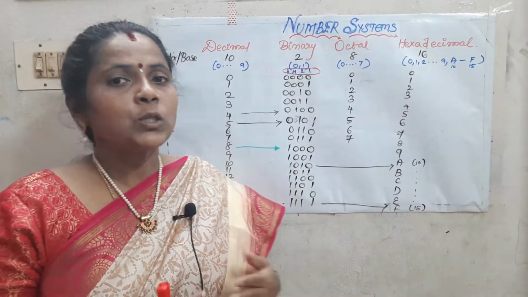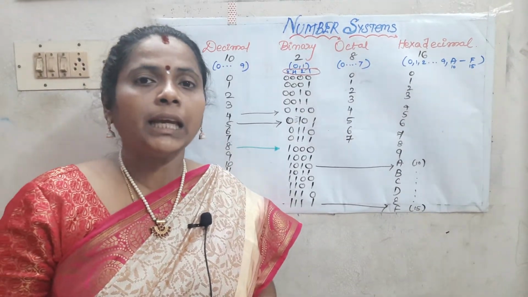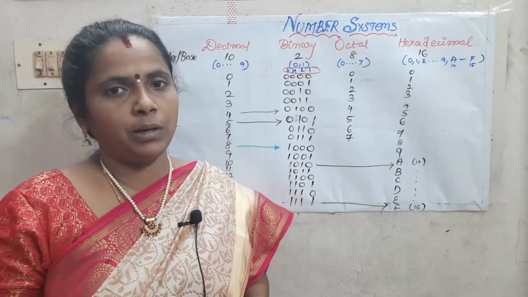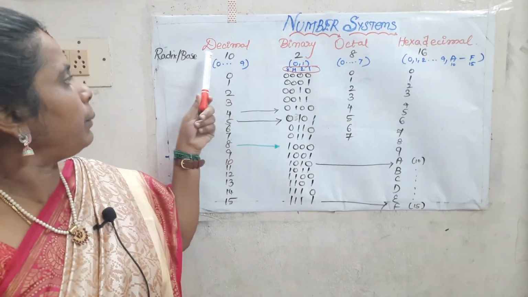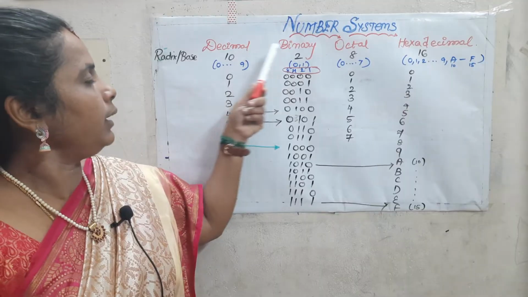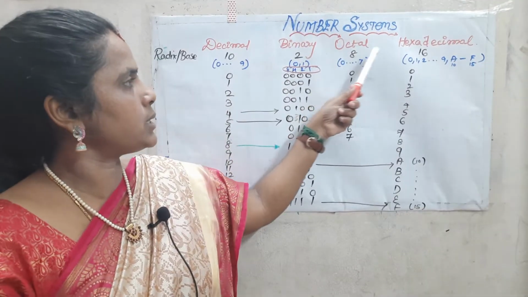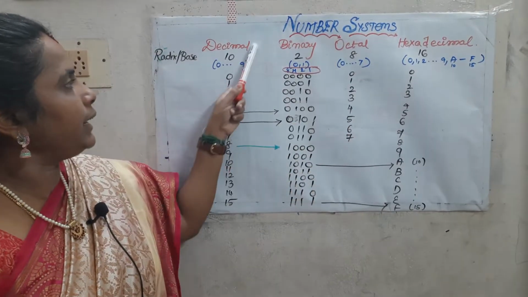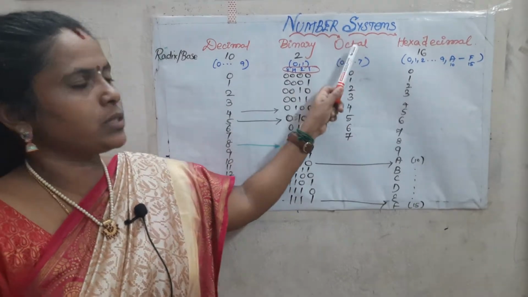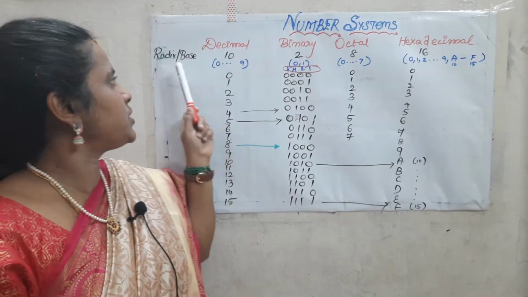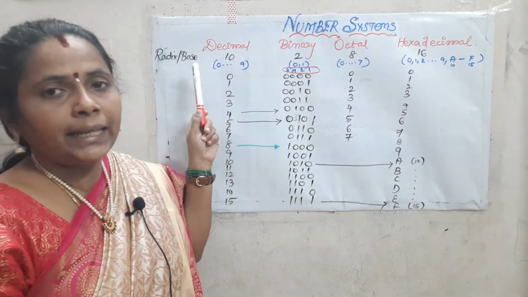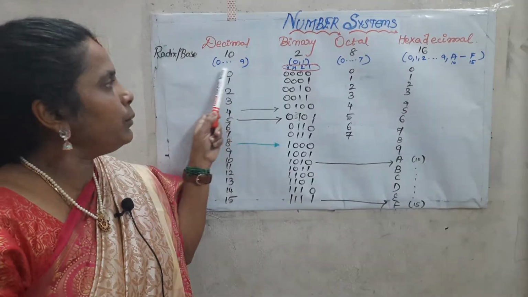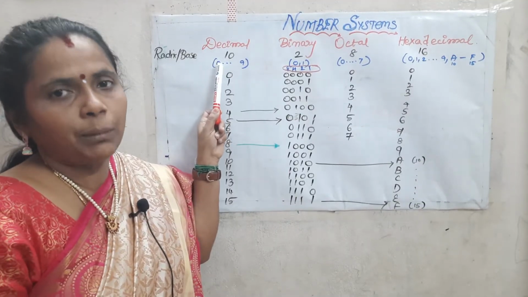Good morning. In today's session we will be seeing about the different types of number systems. The different types of number systems are decimal, binary, octal and the hexadecimal number system. In all four systems, you have a concept called radix or base. It is nothing but the allowable numbers in that particular number system.